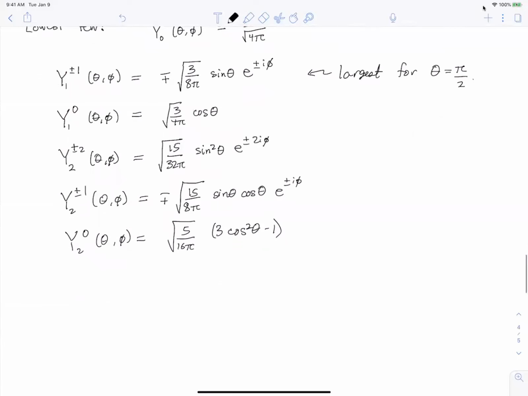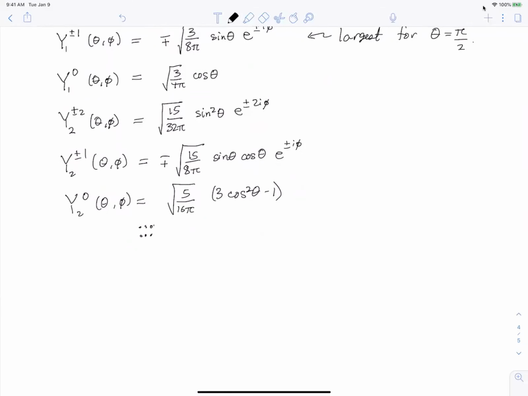Okay, and then you can look these up in tables. There are books that have tables of them. If you do it in Mathematica, Mathematica knows these things. I think in Mathematica, even in Wolfram, it actually uses the same convention that we're using in this class, but I won't swear to that, so don't trust me on that necessarily.